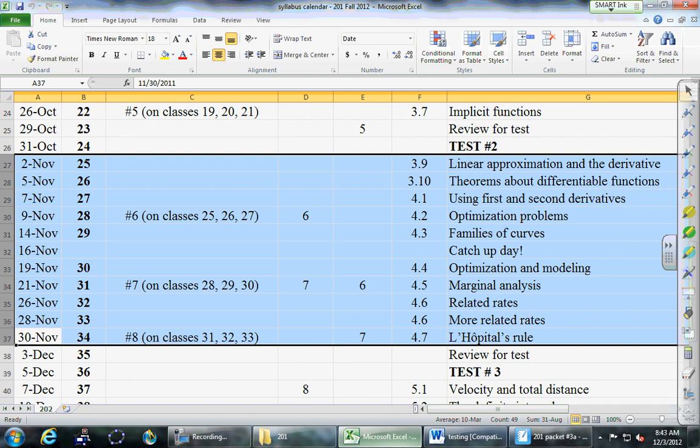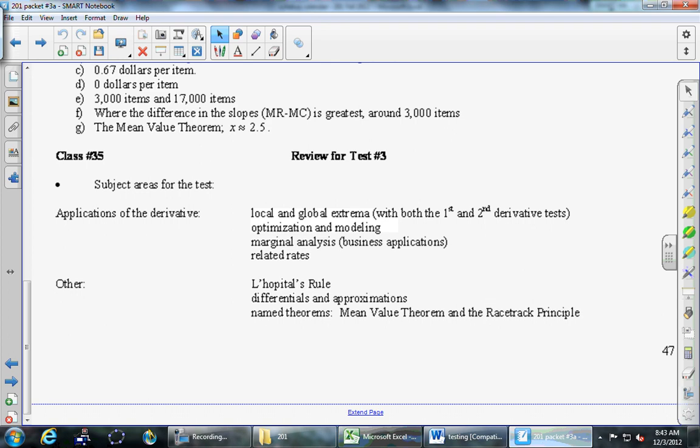Okay, so again, we're back here on page 47, and we'll just run through real quick the general overview about the test. So a lot of the test is going to be on applications of the derivative, local and global extrema using both the first and the second derivative tests. I'd like you to be good at both of them. Don't assume that you can just know one of them really well and that would be enough. I feel like it's okay for me to go out of my way and say, hey, you have to use the second derivative test on this, or you have to use the first derivative test on this one.